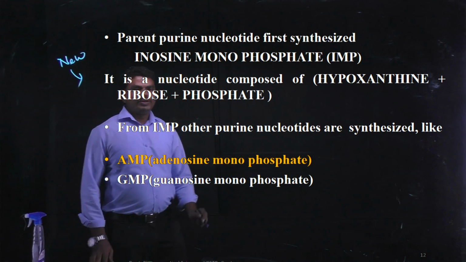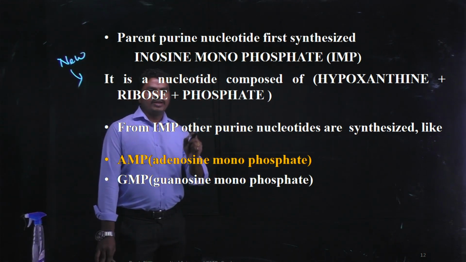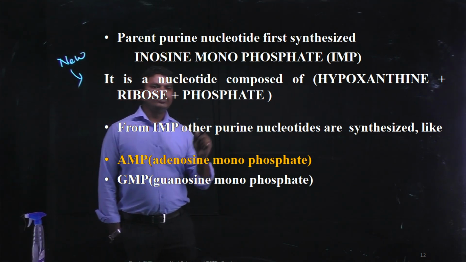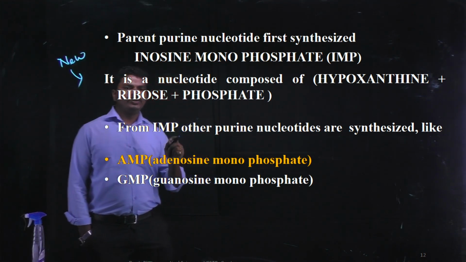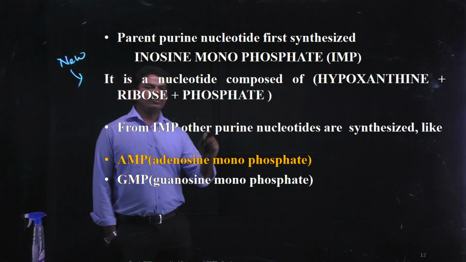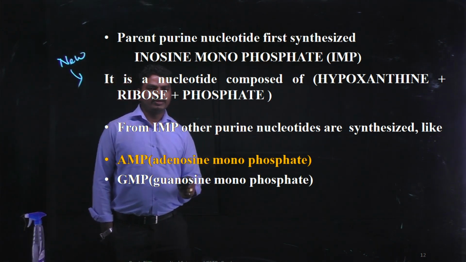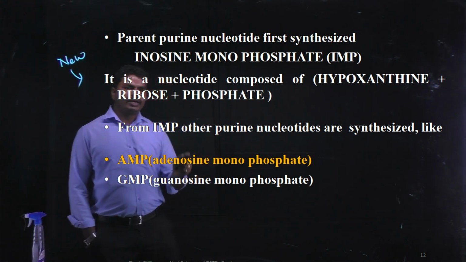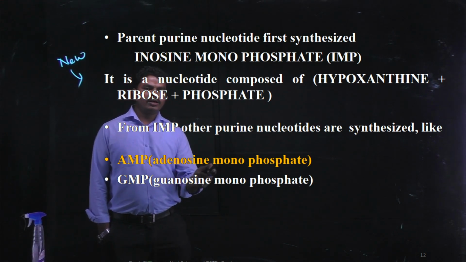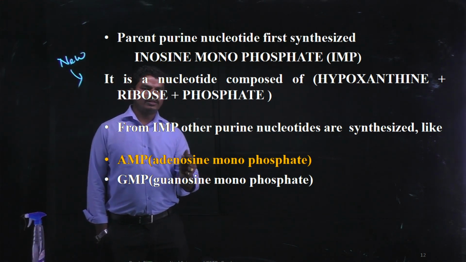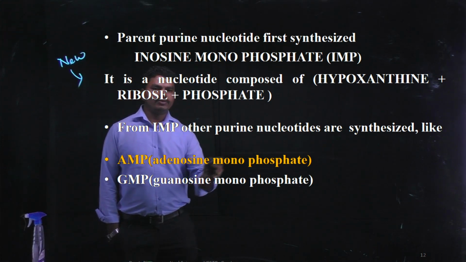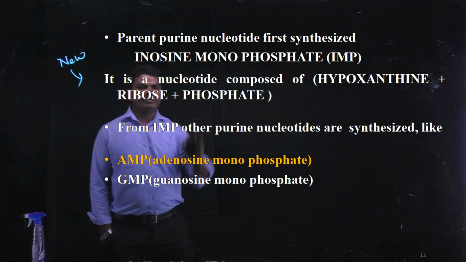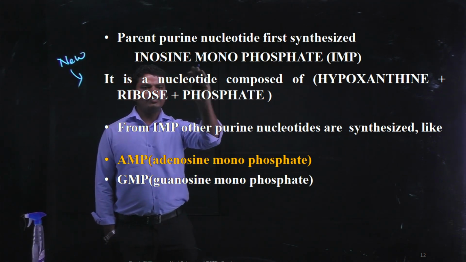The parent purine nucleotide is first synthesized as inosine monophosphate. So inosine monophosphate is the parent purine nucleotide. By this inosine monophosphate, we can produce the other purine nucleotides, nothing but AMP and GMP, like adenosine monophosphate and guanosine monophosphate. So the AMP and GMP are produced from the inosine monophosphate.